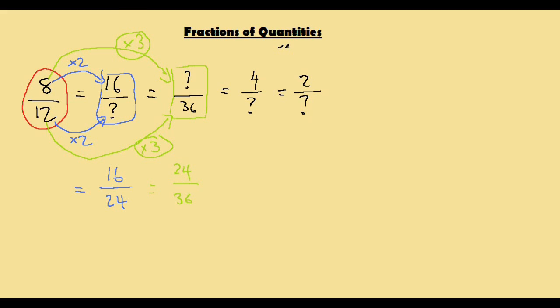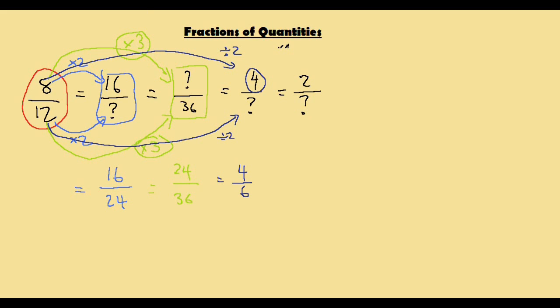Okay, so the next one, the same way, we've got a 4 here. How do we get from 8 to 4? Well, this one goes the opposite way, so we're going to divide that by 2, because 8 divided by 2 is 4. So we're also going to divide by 2 here as well. 12 divided by 2 is 6, so it's 4 over 6.